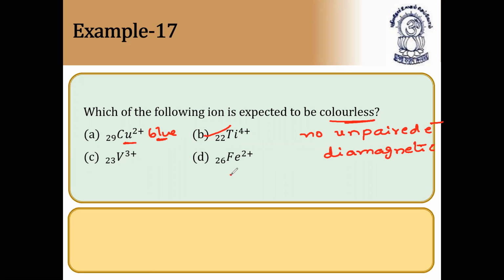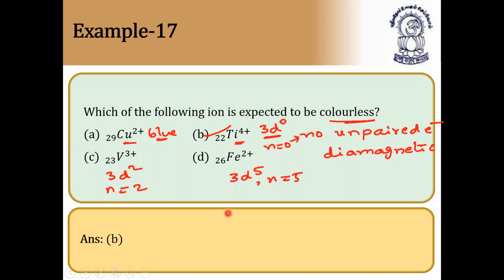Fe+2 has 3d5 configuration, so n is equal to 5, and V+3 is 3d2 configuration, so n is equal to 2. In Ti+4 it is 3d0 configuration, because 4 electrons from titanium are removed, so it becomes 3d0. So 100% n is equal to 0. So the answer is the first option. Since it has no unpaired electrons and is diamagnetic in nature, it is said to be colorless.